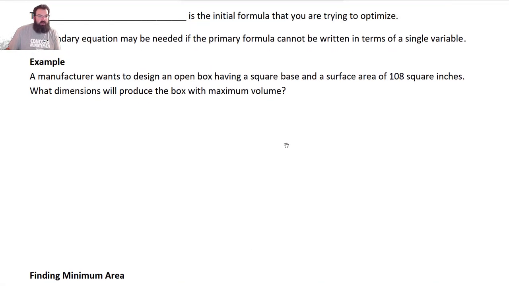So example 1: a manufacturer wants to design an open box, so it does not close on the top, having a square base and a surface area of 108 square inches. What dimensions will produce the box with maximum volume?